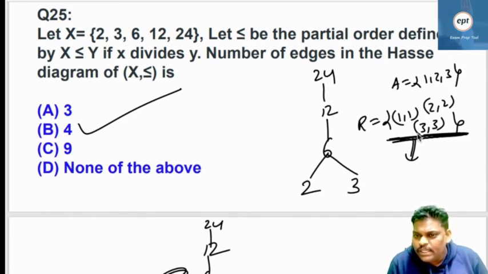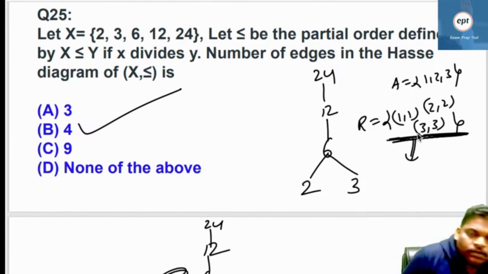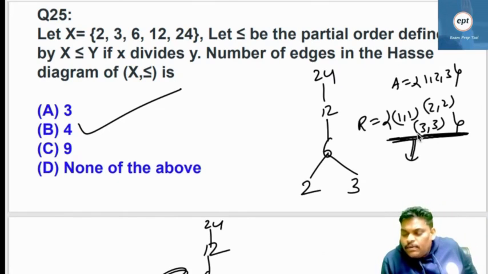Oh, you said irreflexive. Yeah, I think, let me see. J, I think your answer may be right. Let me verify once again. R is equal to {(1,1), (2,2), (3,3)}. You are saying that it is symmetric also and transitive also.